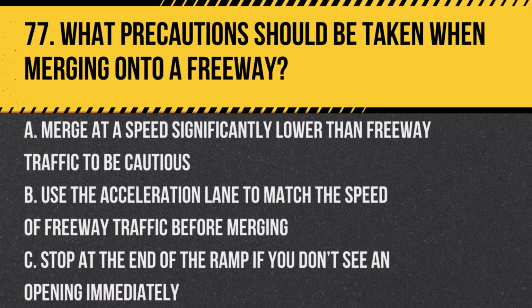Question 77. What precautions should be taken when merging onto a freeway? A. Merge at a speed significantly lower than freeway traffic to be cautious. B. Use the acceleration lane to match the speed of freeway traffic before merging. C. Stop at the end of the ramp if you don't see an opening immediately. Answer. B. Use the acceleration lane to match the speed of freeway traffic before merging. This facilitates a smoother and safer merge.